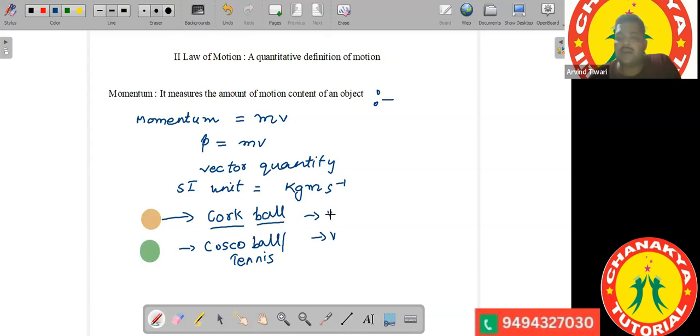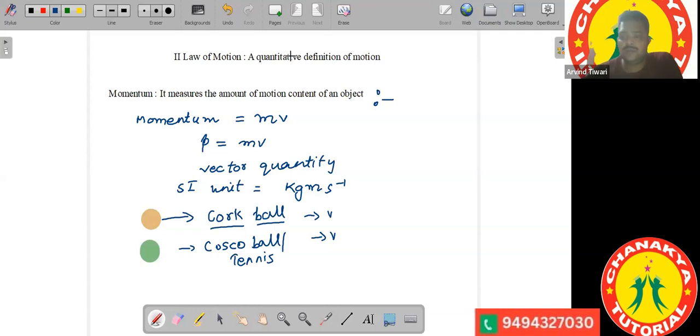So the cork ball will require a greater amount of force as it has a greater amount of motion contained in it, which we measure by the amount of momentum that it has. So we can say that the momentum of the cork ball is more and the momentum of the tennis ball is less. In a similar way, there are various situations where we can analyze momentum. Consider a car and a bicycle moving with the same speed. Which would require a greater amount of force to stop?